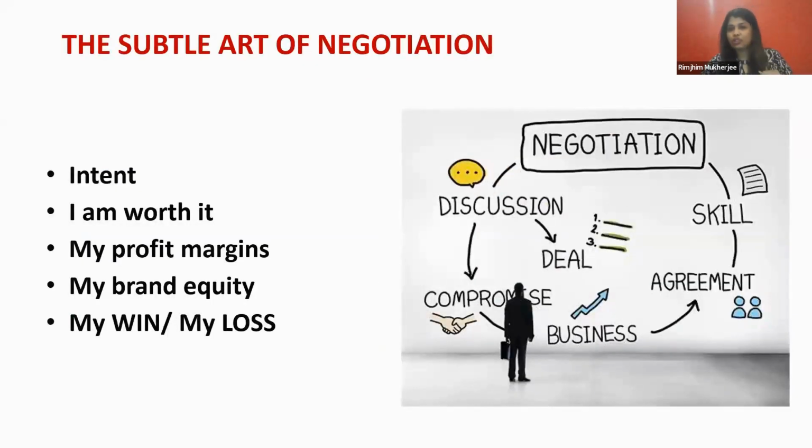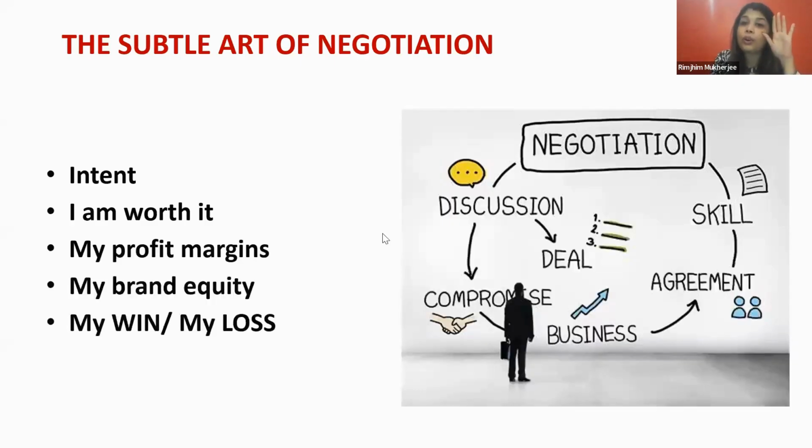Now let's come to negotiation, all right? Now, 5 things you keep in your mind before you even go into negotiation. 5 things. Number 1, intent. My intent is to close this deal. I am worth it. I am worth what I'm asking for.